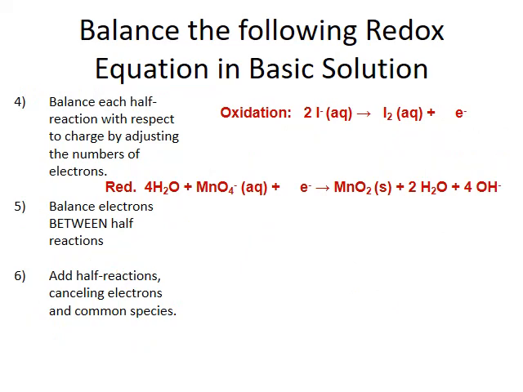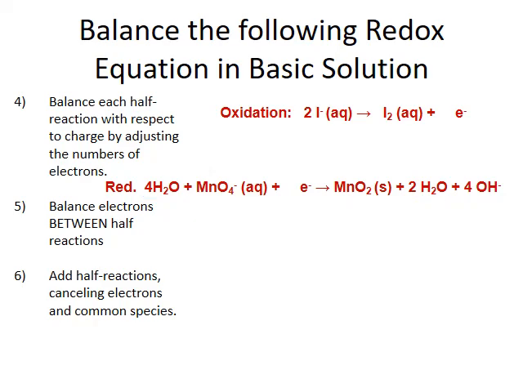So here are the two half reactions again. And notice that I've replaced the 4 hydrogen ions and 4 hydroxide ions on the reactant side of the reduction half reaction with 4 water molecules. And we now have water on both sides of our reduction half reaction. We'll cancel those out in our last step when we add everything back together.